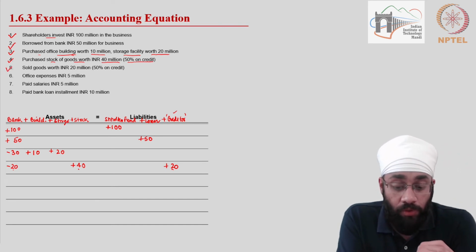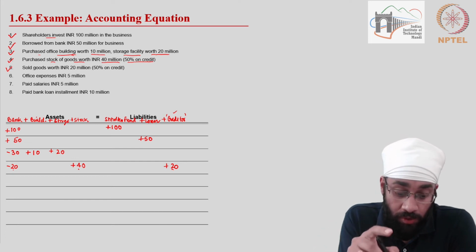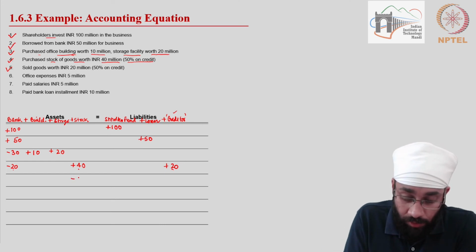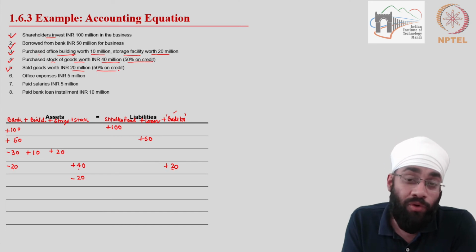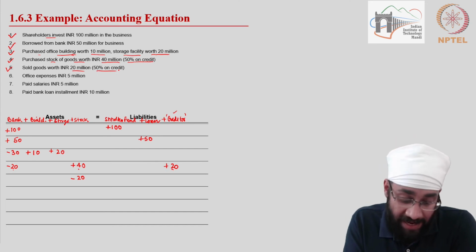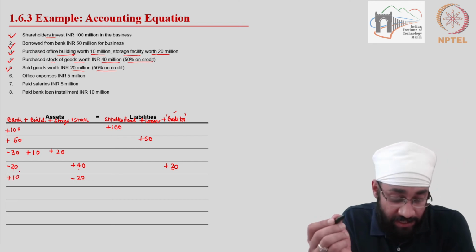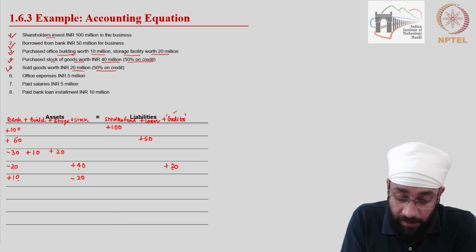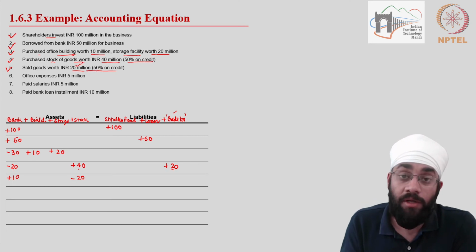Transaction 5 is sold goods worth 20 million, and you have 50% on credit. Now you sold goods. When you sell the goods, the stock goes down. So the stock is going to go down by 20, and you sold goods worth 20 and 50% on credit. Now you receive 50% of the amount in cash. So bank account goes, I keep saying cash, but let's assume everything is through the bank account. So plus 10 million.